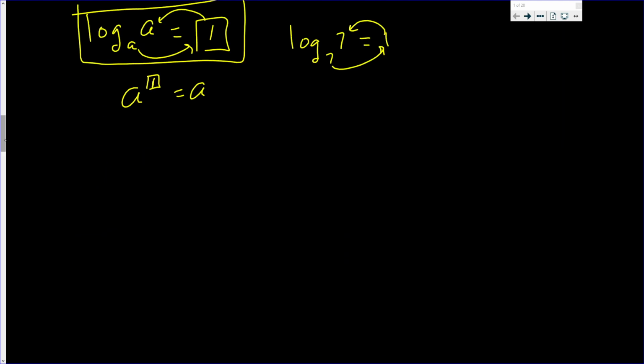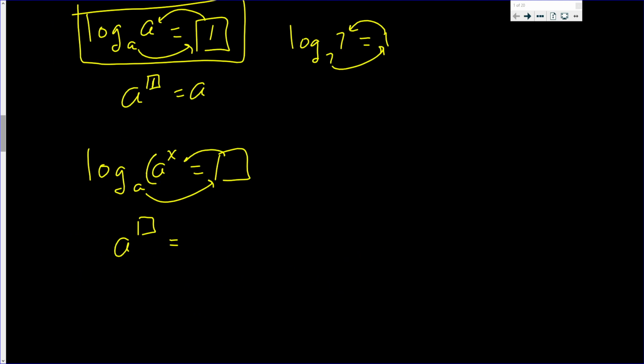Now, let us look at this rule. Log base A of A to the x. What is that equal? Well, A to this unknown value should equal A to the x. Oh, I know this. A to the x equals A to the x. This is x. That is, log base A of A to a power is just the power. Because, yep, A to the x equals A to the x.